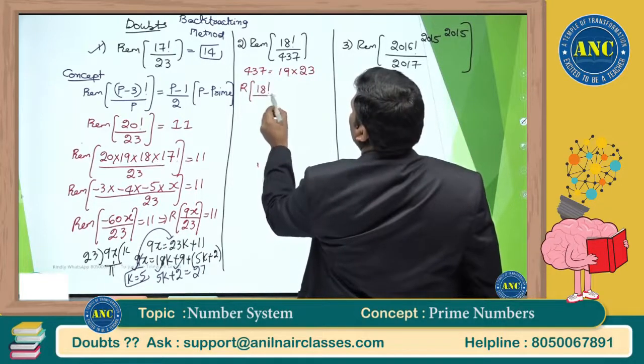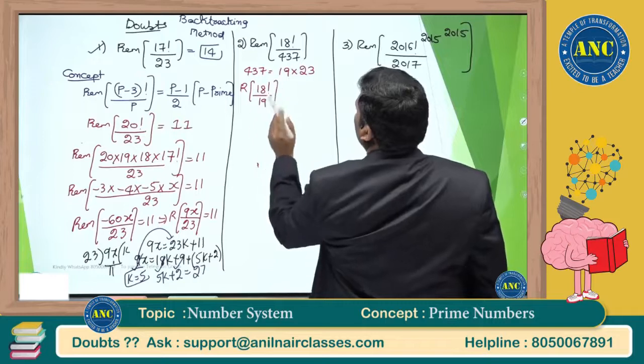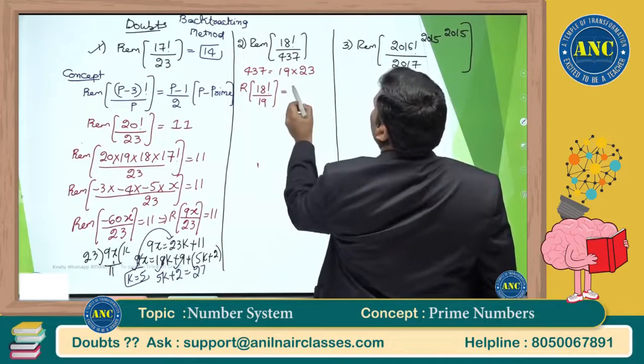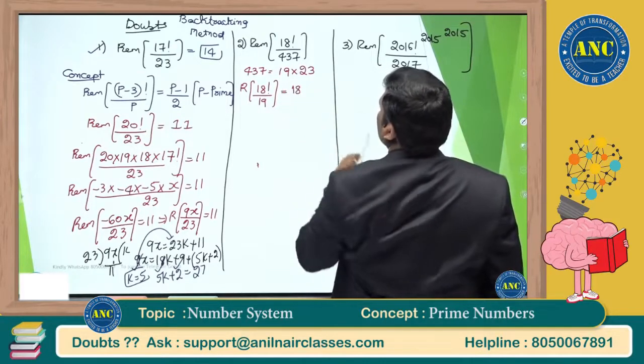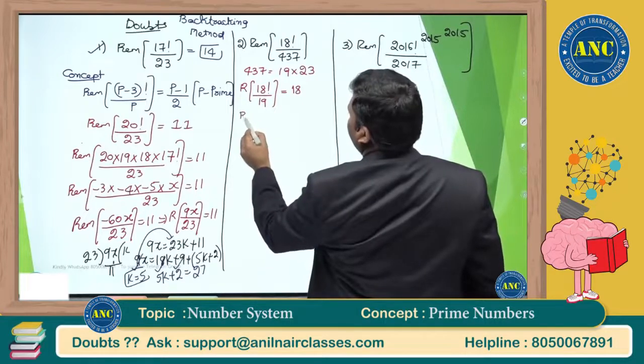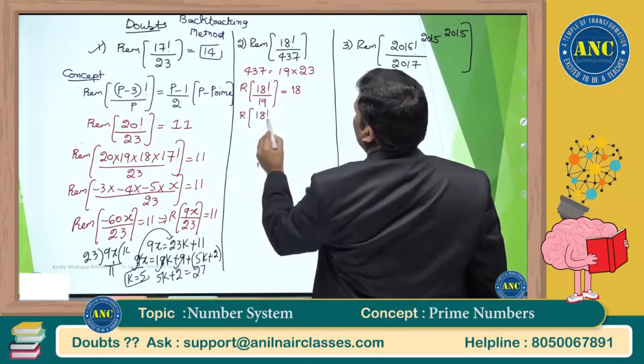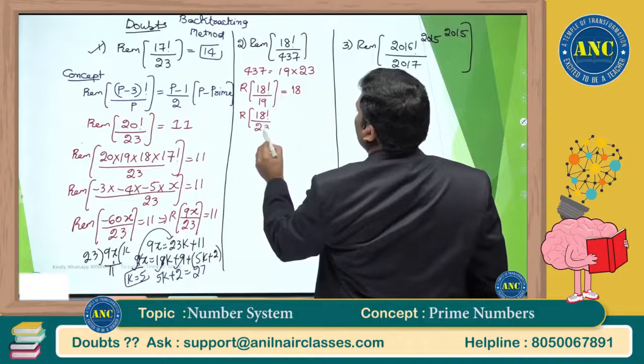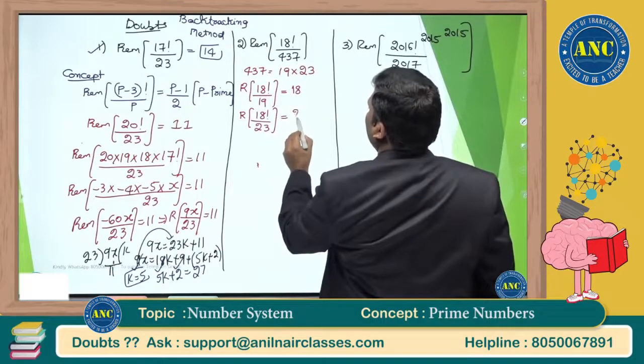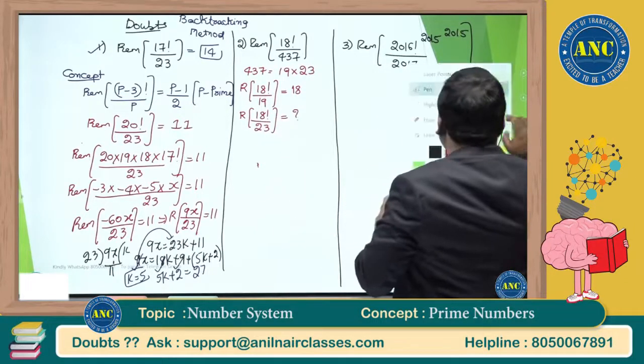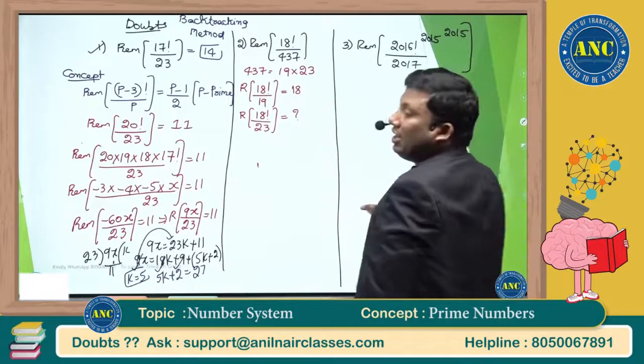18 factorial divided by 19. (p minus 1) factorial divided by p is p minus 1. Already we discussed that. Then 18 factorial divided by 23. We will compute it and then we will equate it.